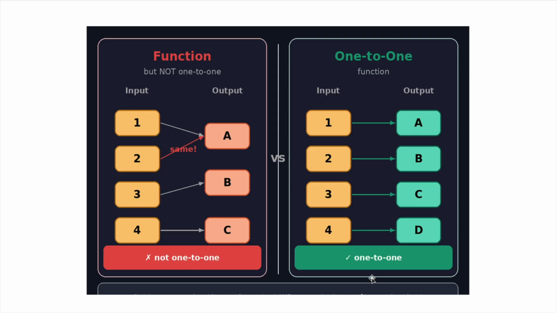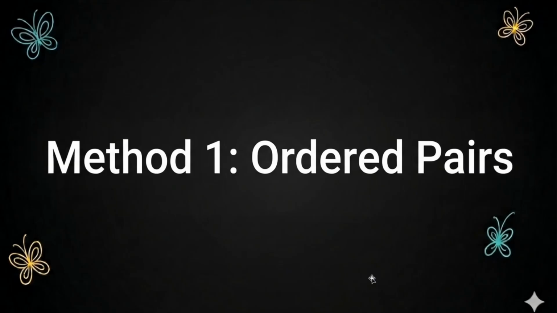Now let's talk about the ways that you can identify if a function is one-to-one or not. The first method is just looking at your ordered pairs, and you want there to be no repeating x, but you also want there to be no repeating y's.